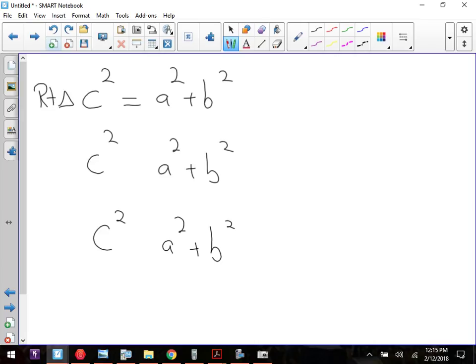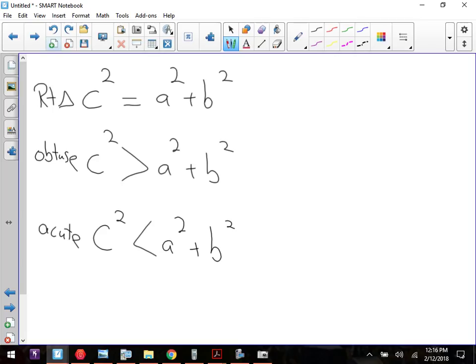If it was bigger, what kind of triangle was it? Obtuse. Which by a process of elimination tells me this one is going to be acute. That's why we wrote it first. So if the c squared equaled the sum of the other two squared, a squared plus b squared, it was a right triangle. If c squared was larger, it was obtuse. If it was smaller, it was acute.